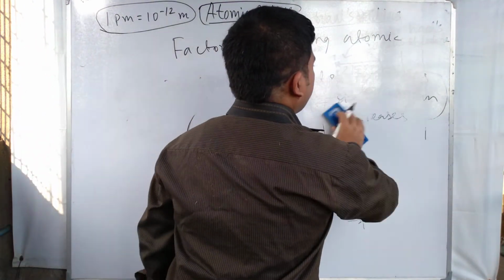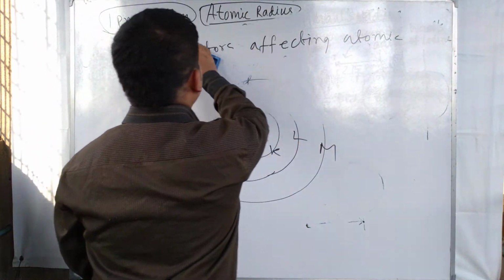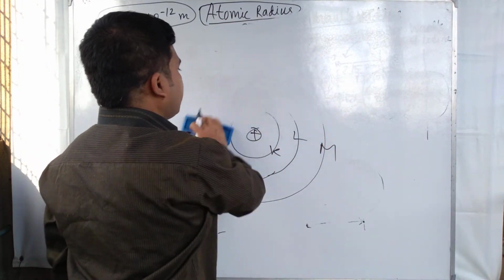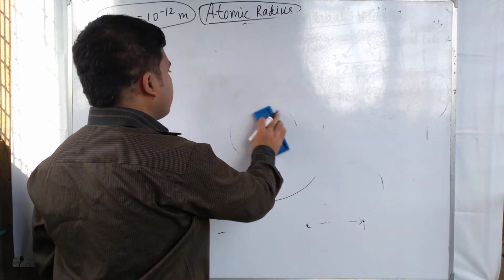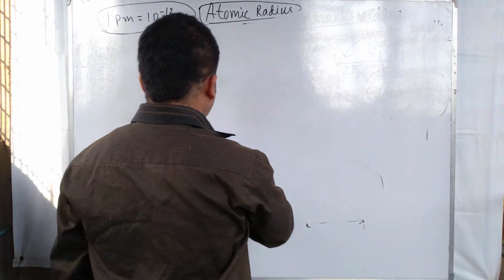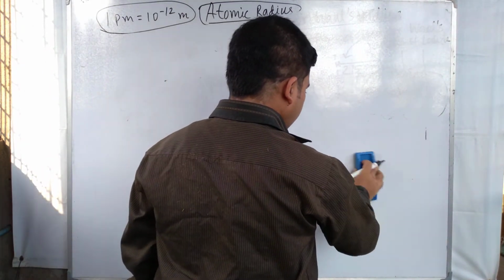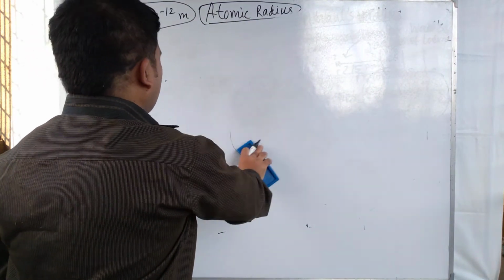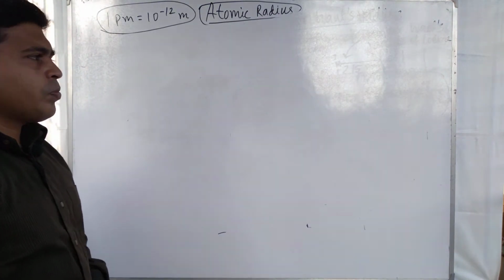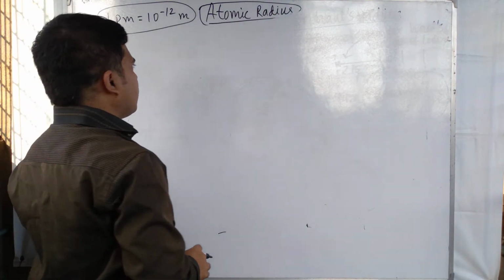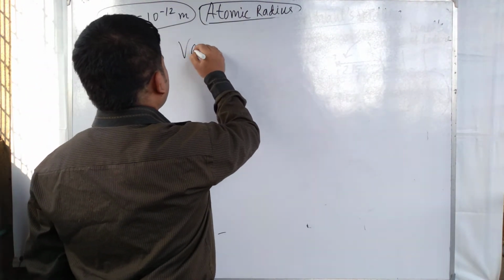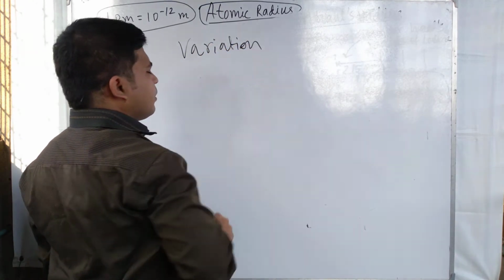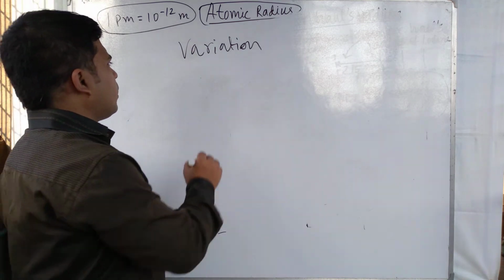So these are the two factors that are affecting the atomic radius: nuclear charge and the addition of shells. If shells are added to the atomic system, the size of the atom increases. Next important thing, variations of atomic size down the group.